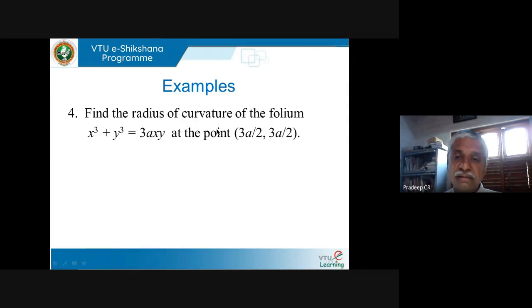Find the radius of curvature of the folium x³ + y³ = 3axy. You should plot these curves. I have already done many of these when I introduced polar curves and other general curves, but you should play around with this using Desmos or GeoGebra.